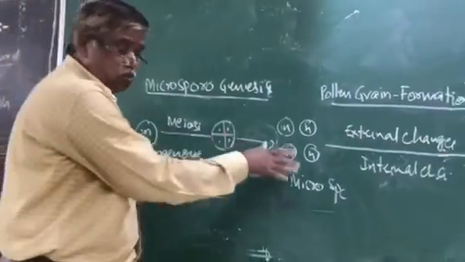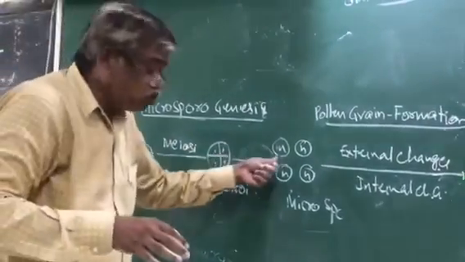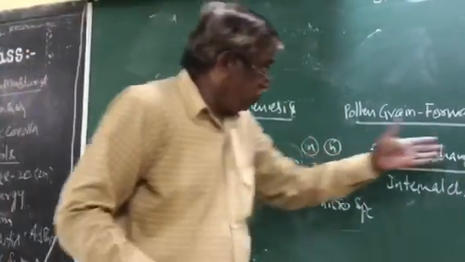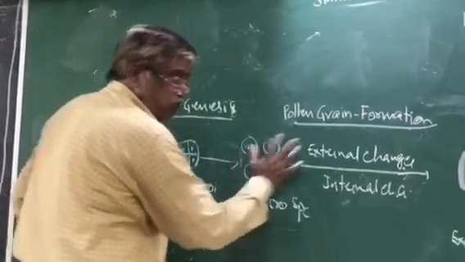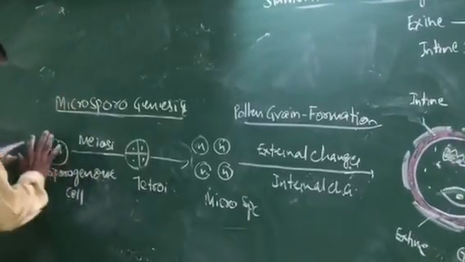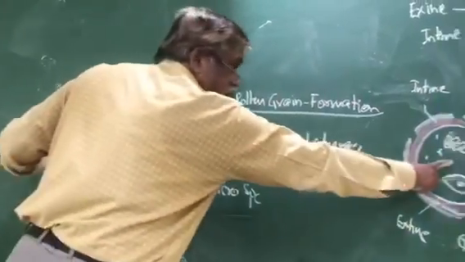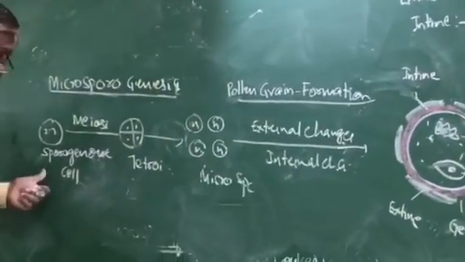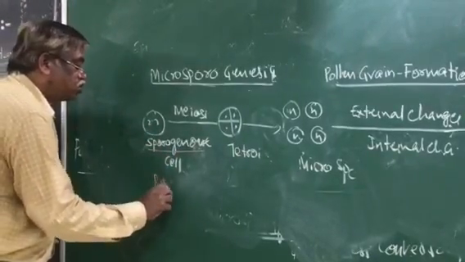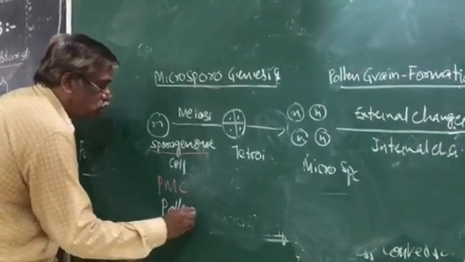Okay. A microspore does not remain a microspore forever. After some time, it becomes a pollen grain. That means the microspore becomes pollen. Without a microspore there is no pollen grain, and without sporogenous cells there is no microspore. That means finally the sporogenous cells become pollen grains. Hence, indirectly, the sporogenous cell is called a PMC. PMC means pollen mother cell.